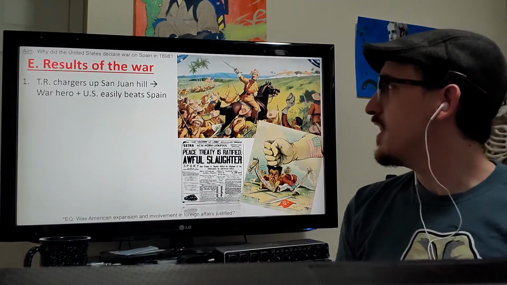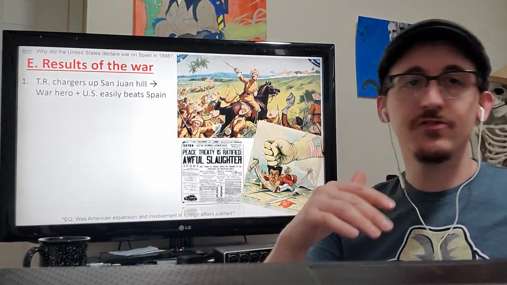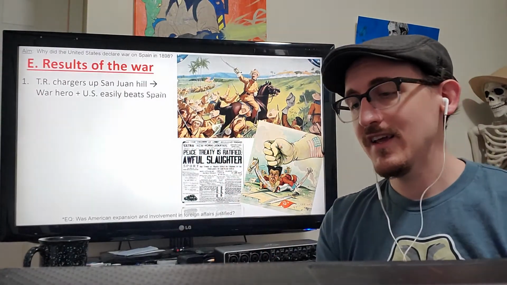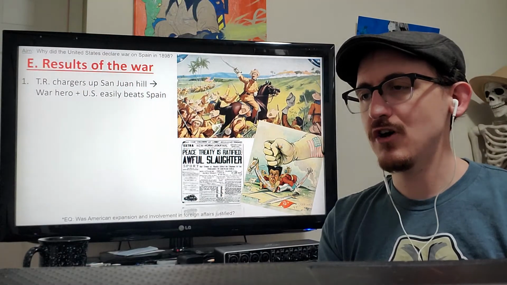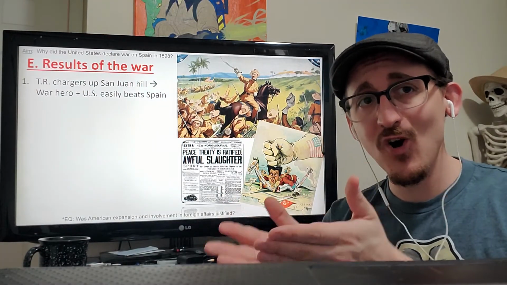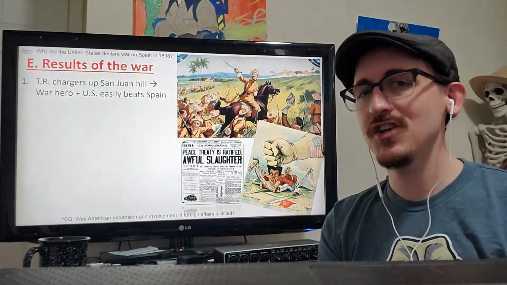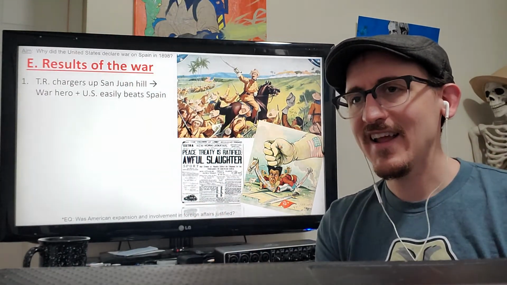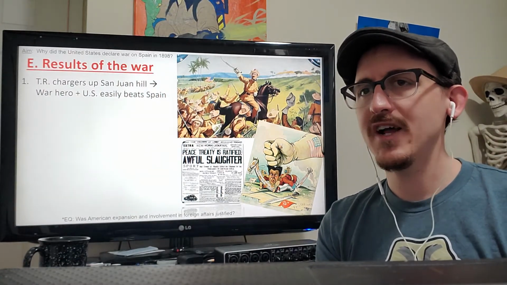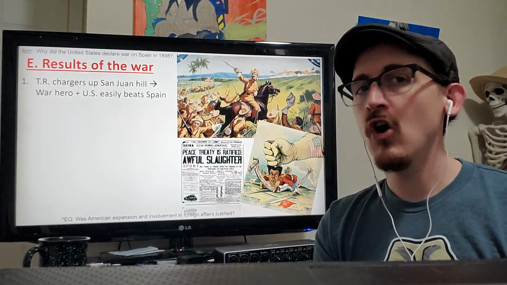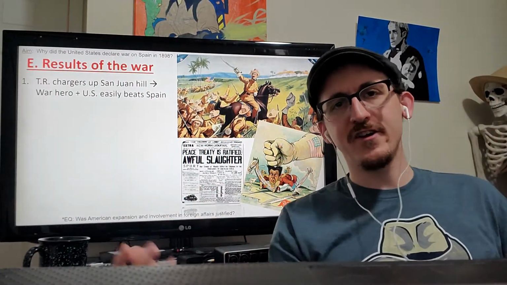So the results. Teddy Roosevelt, I mentioned this before in the Progressive Era, Teddy Roosevelt is a maniac. He's a politician at this time, and basically he quits his job in politics and goes to fight this war on his own. He collects a group that he calls the Rough Riders, which is just a group of tough guys. He goes around the country and collects people like gunslingers and longshoremen and prize fighters. And it's crazy.